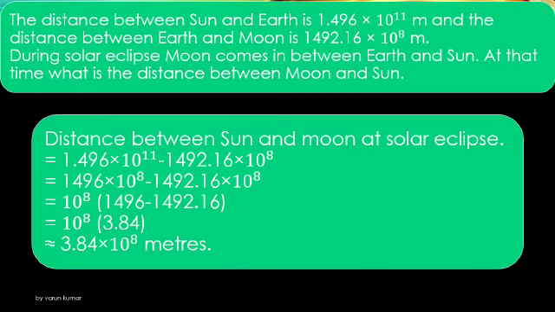Here, the distance between Sun and Moon at solar eclipse equals 1.496 into 10 to the power 11 minus 1492.16 into 10 to the power 8. We have to change both numbers into a standard form, and for that we can write 1496 into 10 to the power 8 minus 1492.16 into 10 to the power 8. We take 10 to the power 8 common, and then we get the result. The difference is 3.84. So our answer is 3.84 into 10 to the power 8. Thank you.